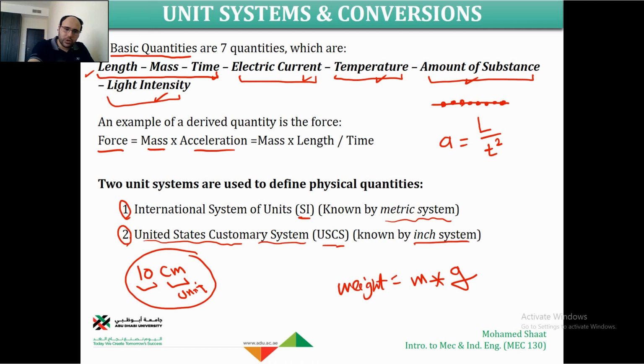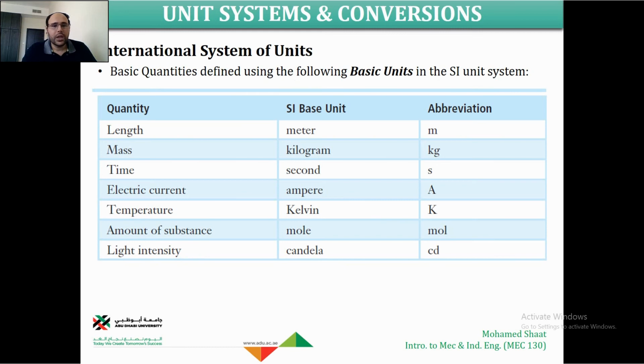Some countries follow the international system. As I said, 95% of countries in the world, all of Europe and the Middle East, use the SI unit system, but there are some other countries that use the American system to describe all the physical quantities. Make sense?